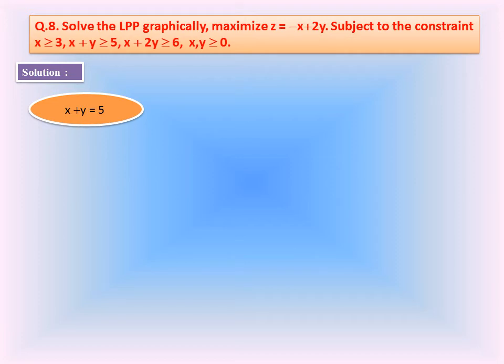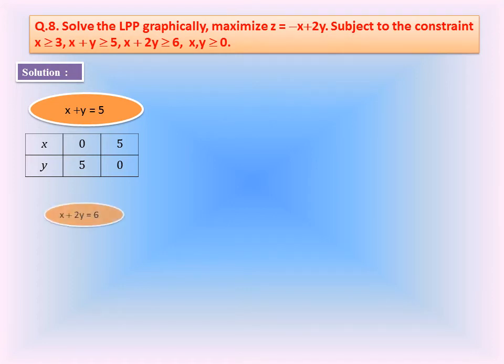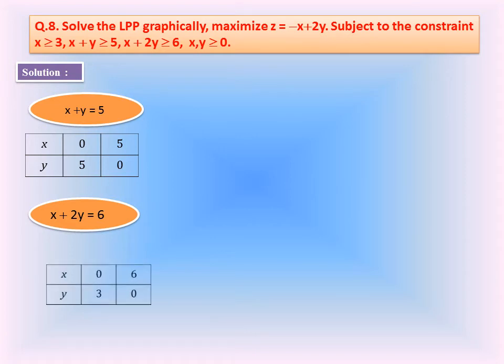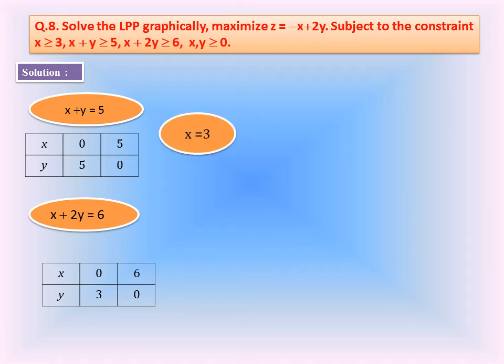Considering the equality, that is x plus y equal to 5, similarly we need to find the values of x and y. When x equal to 0 we obtain y equal to 5, and when y equal to 0 we obtain x equal to 5. The next equality is x plus 2y equal to 6. When we substitute x equal to 0 we get y as 3, and y equal to 0 we get x equal to 6. The third equality is x equal to 3.